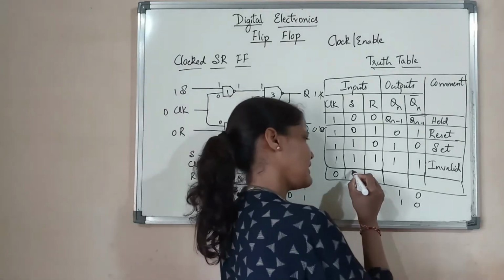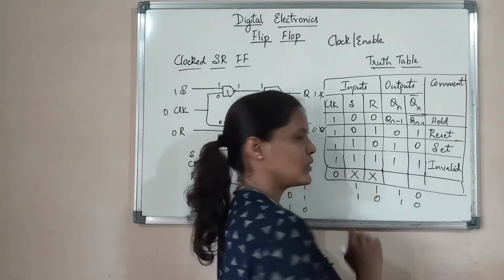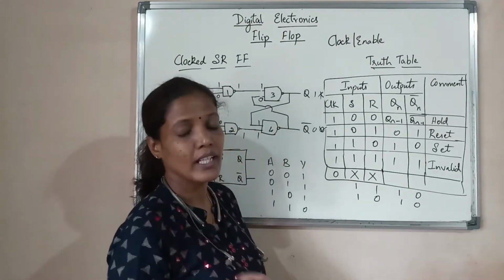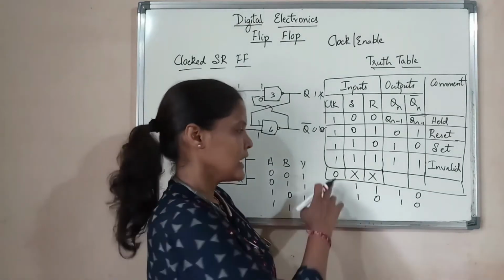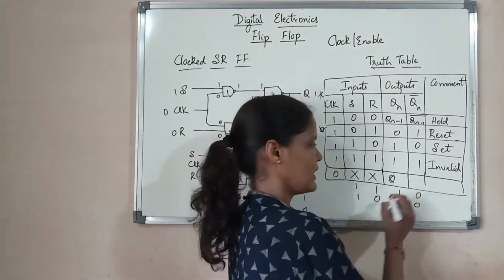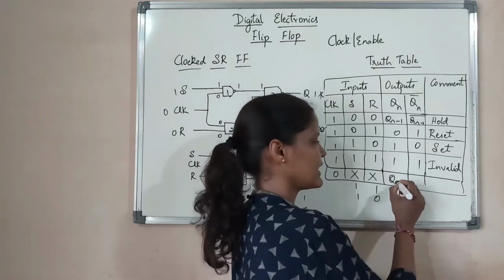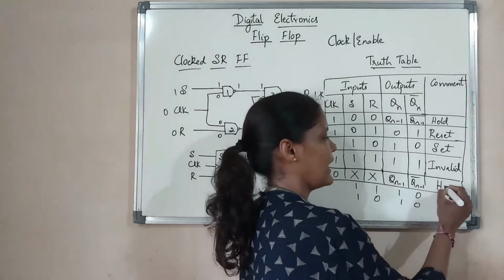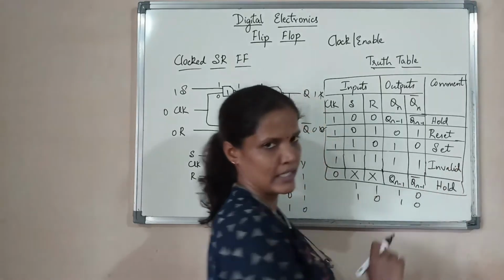So when there can be any condition, we are going to write it as x and x. When we write x, its value can either be 0 or 1. If the clock value is equal to 0, the output will remain in the previous state. How do we write the previous state? Qn-1, Qn-1 whole bar, and it is called as the hold condition.